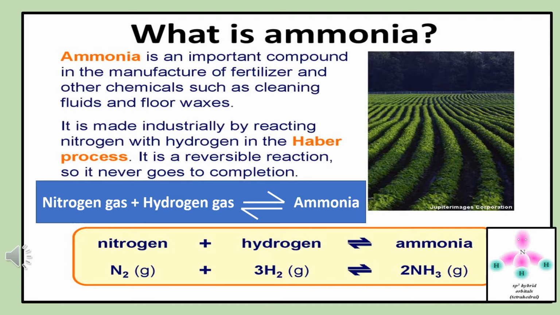Ammonia is an important compound in the manufacturing of so many fertilizers and other chemicals such as cleaning fluids and floor waxes. Generally, it is made industrially by reacting nitrogen gas and hydrogen gas in the process called Haber's process. That is, when nitrogen gas reacts with hydrogen gas, ammonia gas is formed. Okay, students?